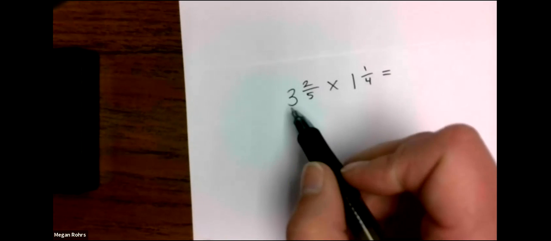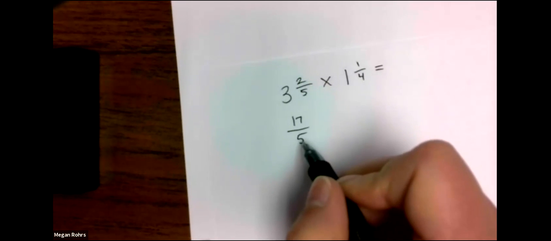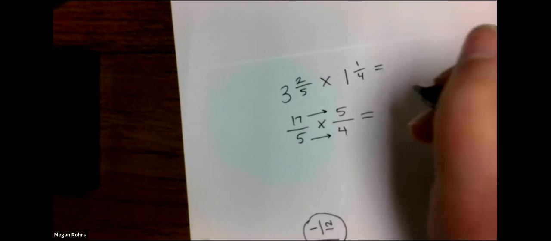So as a reminder, take your whole number times your denominator. 3 times 5 would give us 15, plus 2 would give us 17, and then we just keep the same denominator. Now, same thing here. 1 times 4 is 4, plus 1 is 5, keep the same denominator. Now that we have a multiplication problem, just multiply straight across. 17 times 5 is 85. 5 times 4 is 20.